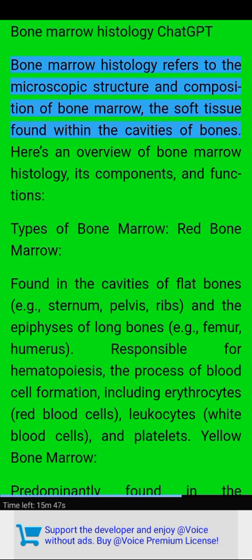Bone marrow histology refers to the microscopic structure and composition of bone marrow, the soft tissue found within the cavities of bones. Here's an overview of bone marrow histology, its components and functions. Types of bone marrow. Red bone marrow: found in the cavities of flat bones, e.g., sternum, pelvis, ribs, and the epiphyses of long bones, e.g., femur, humerus.